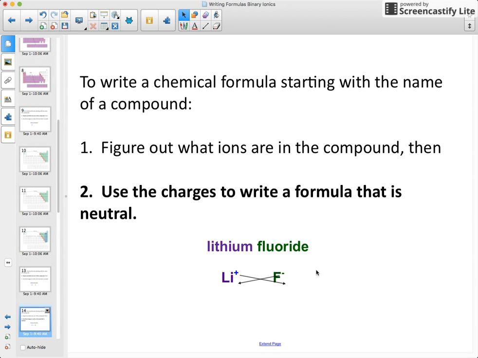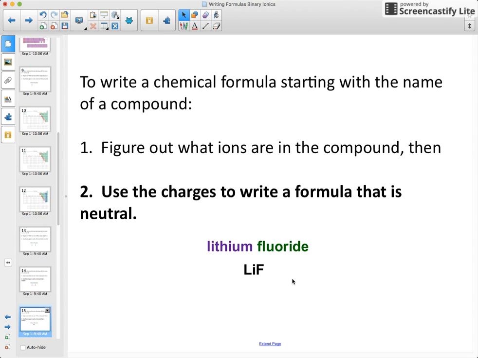Compounds are neutral. That is, they have the same number of plus and minus charges. They have the same number of electrons and protons. So we want to combine these ions, the Li +1 ion and the F- ion, in a way that we end up with a compound that has no excess plus charges and no excess minus charges. It's pretty easy to see that in this case, if we combine one lithium ion with one fluoride ion, we'll get a compound that has a net charge of 0, +1 combined with -1 equals 0. And so our formula for lithium fluoride is LiF.